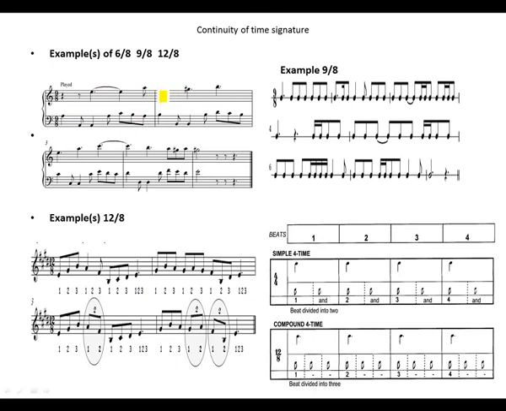Next bar, we have dotted crotchet, another dotted crotchet, and another dotted crotchet for treble clef. And for bass clef, we have a different rhythm, which is crotchet, quaver, crotchet, quaver, three quavers beamed together, crotchet, quaver, crotchet, quaver, three quavers beamed together. And we have dotted crotchet, dotted crotchet, dotted crotchet, beamed, tied together, another crotchet, dotted crotchet, three quavers beamed together, a minim, quaver rest, dotted crotchet rest. This is how we break our 9-8.